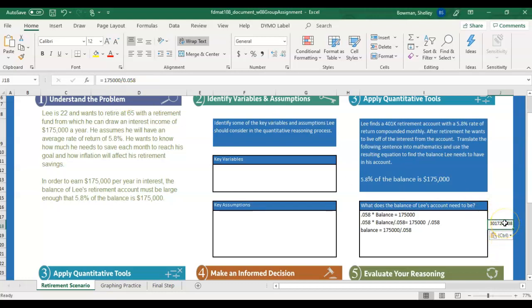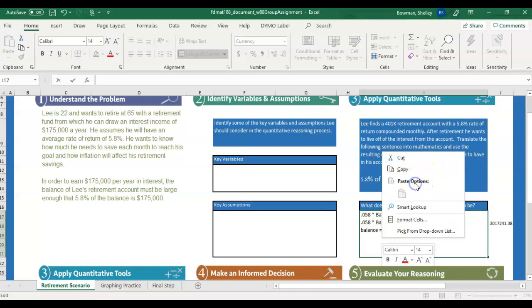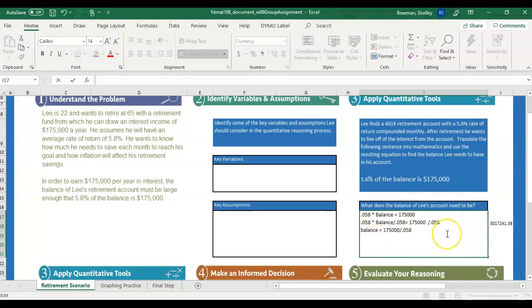And so I'm just going to copy this number, Control C, and come over in here, Alt Enter, Control V. Will it let me paste special? Nope. Okay, so we'll just type that in: 3,017,241. We can do 38, or we can leave it, and that tells me that he needs to have $3,017,241 so that he can withdraw $175,000 per year from this account, that's just his retirement fund.